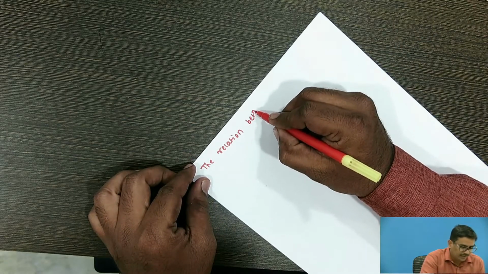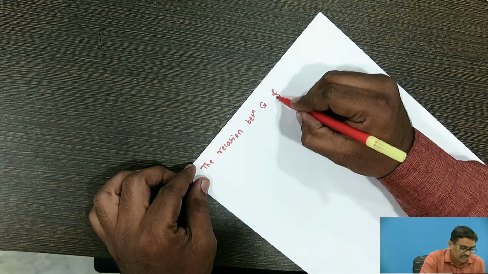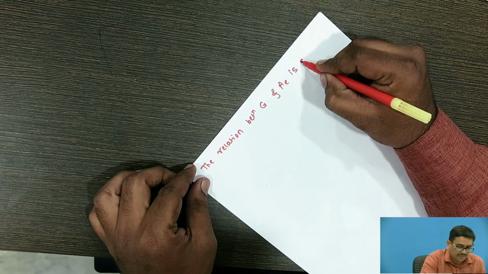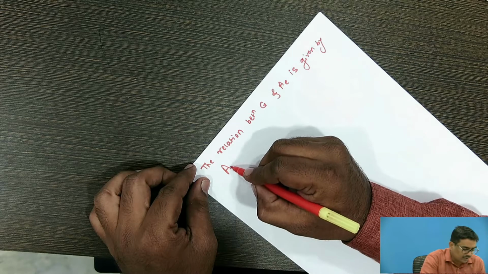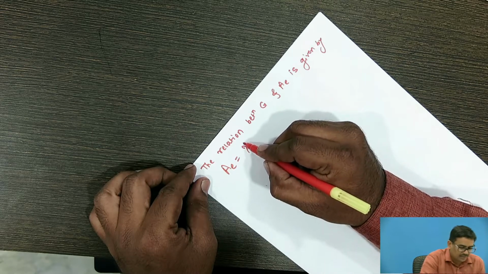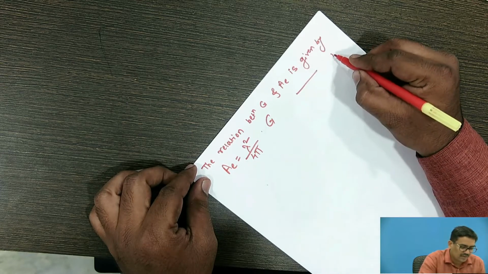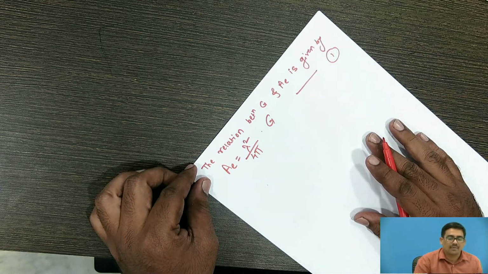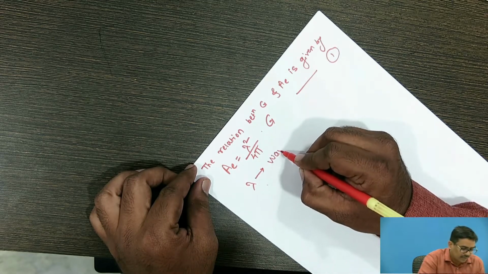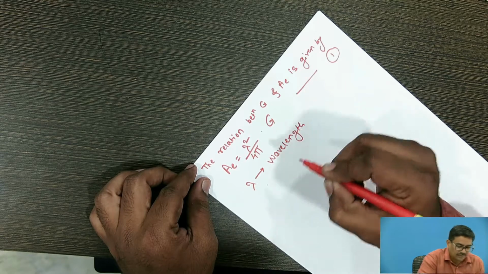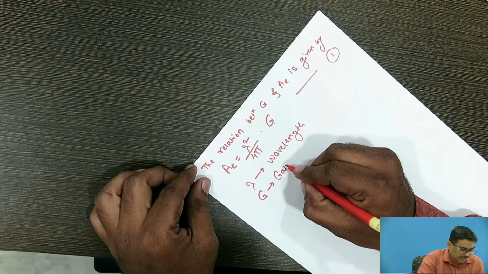The relation between G and AE is given by AE is equal to lambda square divided by 4 pi into G. Suppose this is equation number 1. Now if you observe, lambda is the wavelength and G is the gain of the antenna.